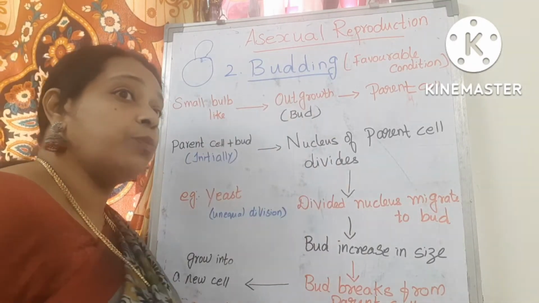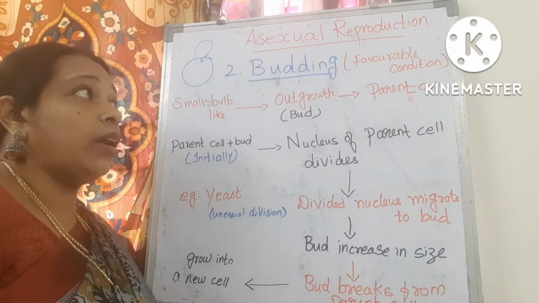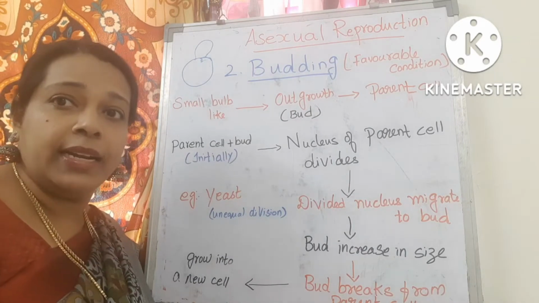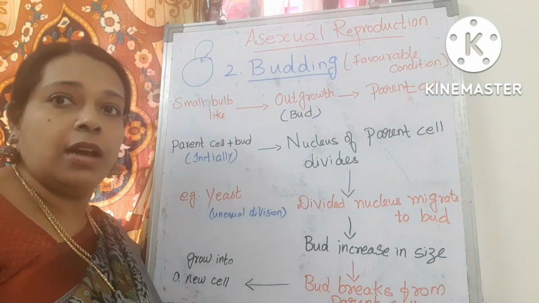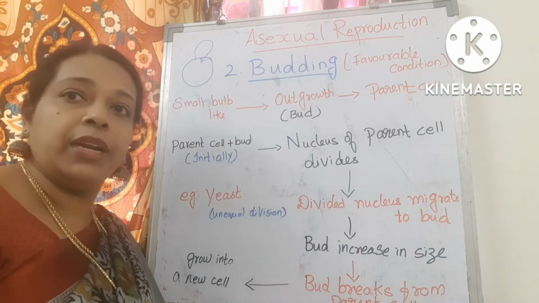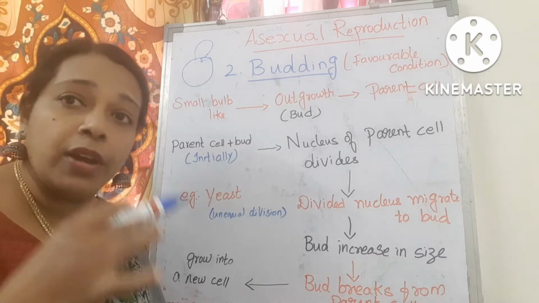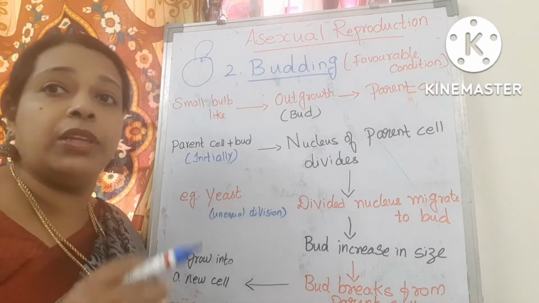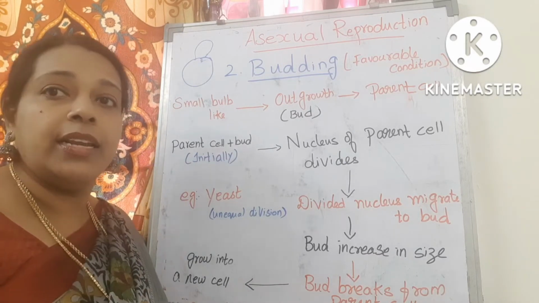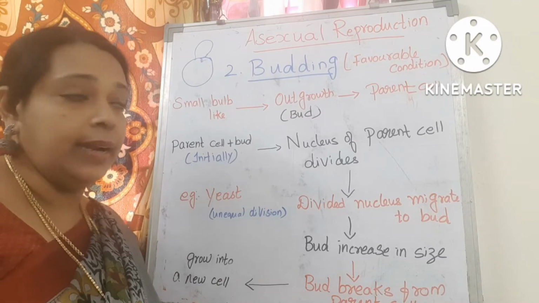And when does this budding happen? When an organism is under favorable conditions, the budding process occurs. We know what a favorable condition is. A favorable condition is when all the conditions are good for the growth of the organism. Such a condition we call a favorable condition.